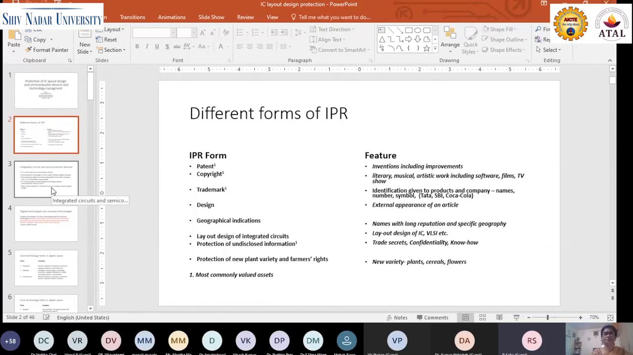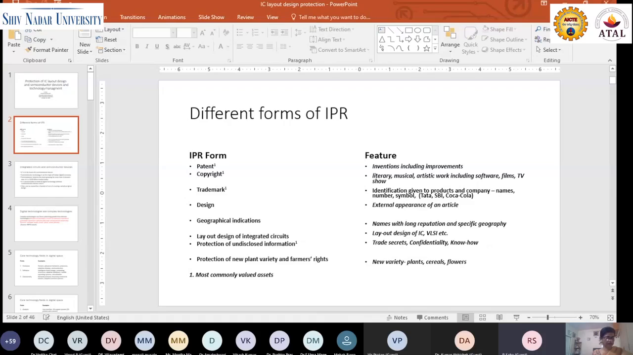For that matter, I'll explain a very simple example. You take a fountain pen. Now, the ink itself is a chemical, and if you have an ink which can dry in, let's say, half a millisecond, it becomes a case for patent. The engineering drawings which you make to produce that pen may be subject matter of copyright. The name you give to your pen, let's say Pilot or whatever, becomes your trademark.